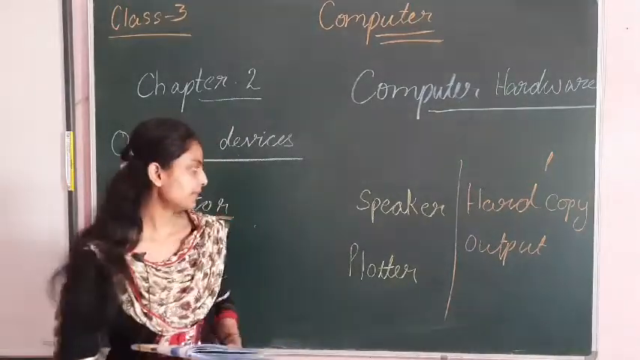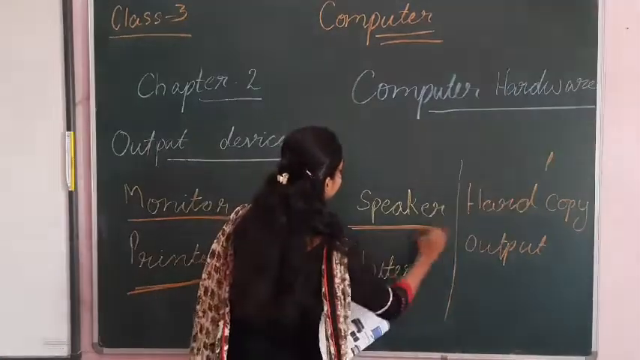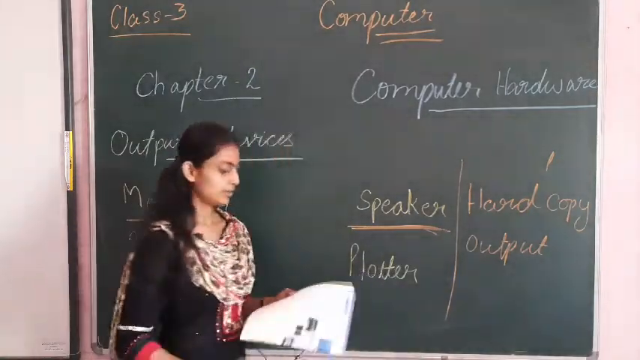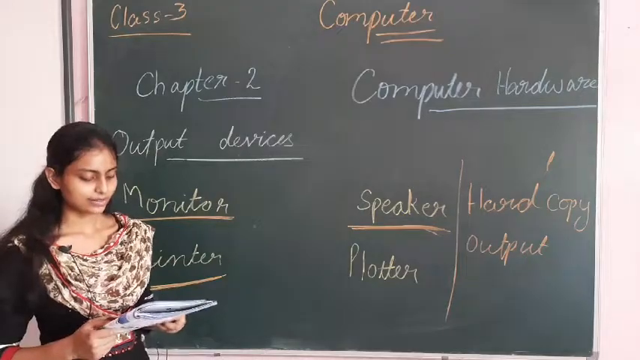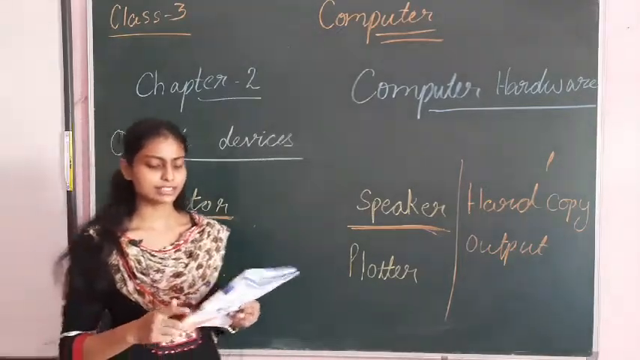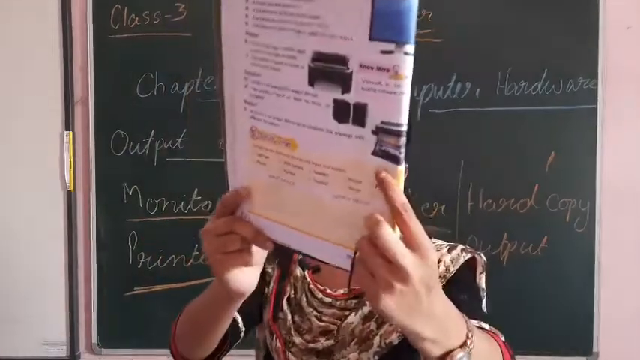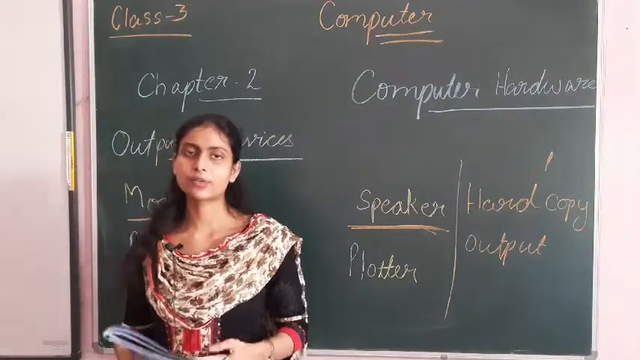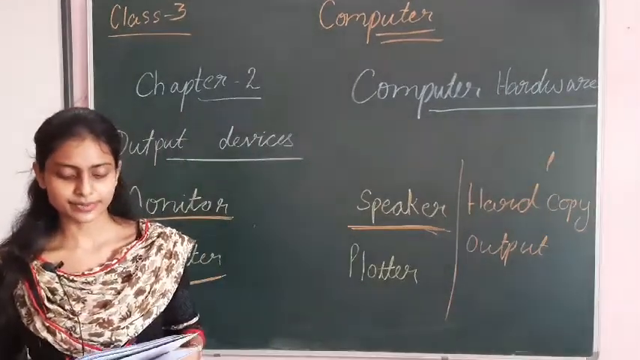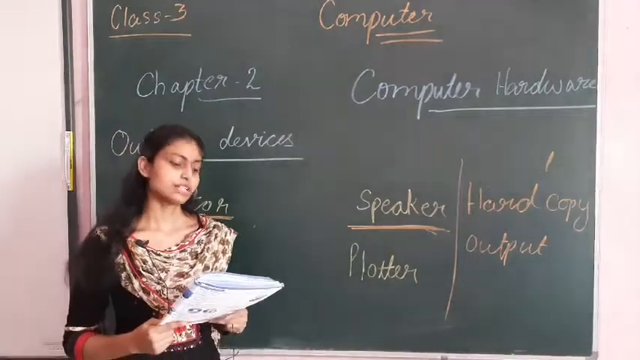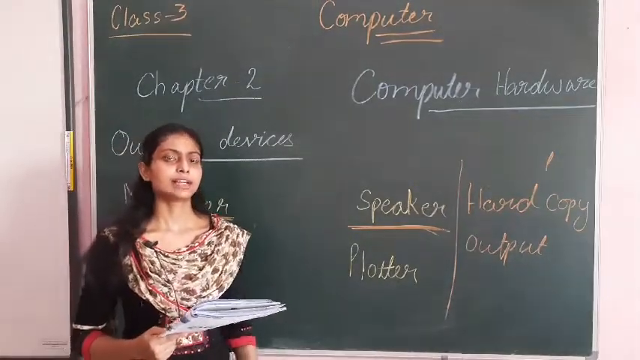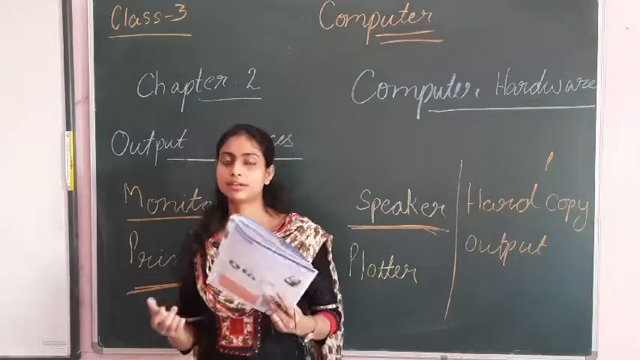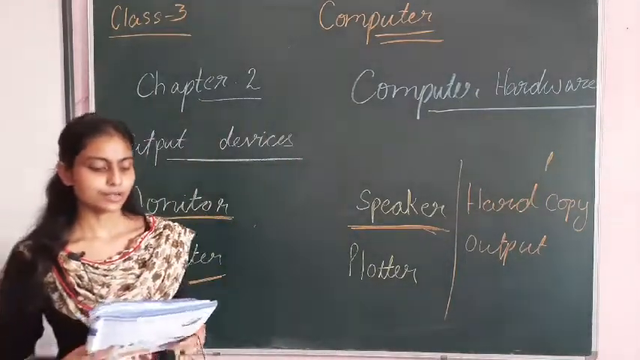Now, after the speaker, we will go through a plotter, okay. A plotter is an output device which produces line drawings with different ink colors. See here, it's your plotter. It is also an output device. And what is the work of this plotter? It will produce line drawings with different ink colors, on colored paper, okay. So it's a plotter.